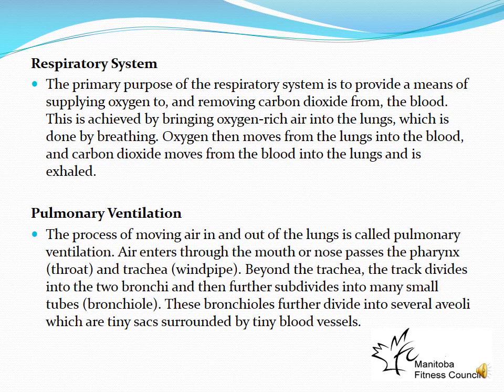The purpose of this system is to provide a means of supplying oxygen and removing carbon dioxide. So we inhale oxygen, and then we move that oxygen down through our lungs into our alveoli. Alveoli are the smallest cells in the lungs, and the capillaries from the circulatory system are going to allow gas exchange. So pulmonary ventilation is the process of moving air in and around the lungs. Air enters through the mouth or nose, passes the pharynx and the trachea. Beyond the trachea, it's going to divide into the bronchi and then further divide into bronchioles. And these bronchioles are going to divide into alveoli.